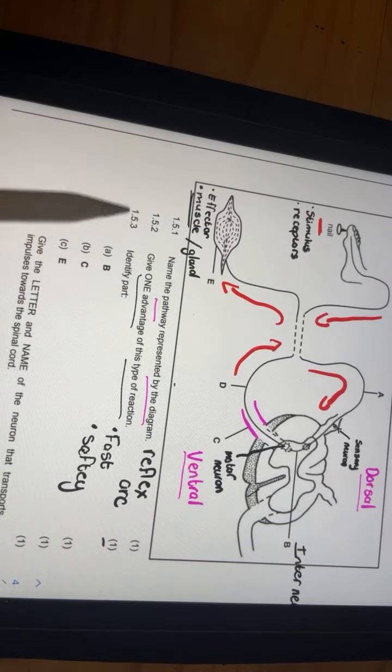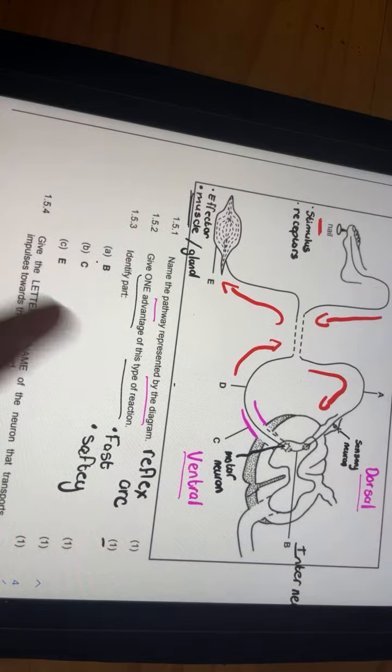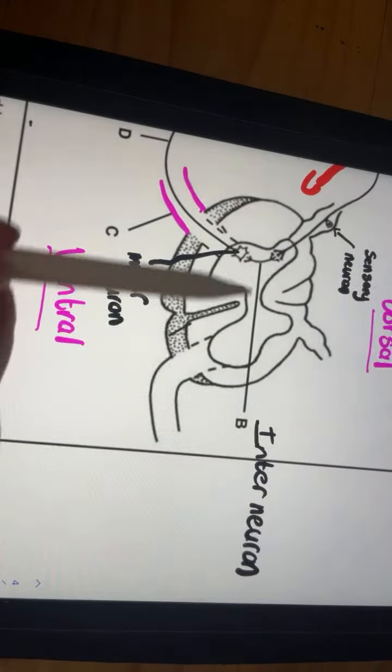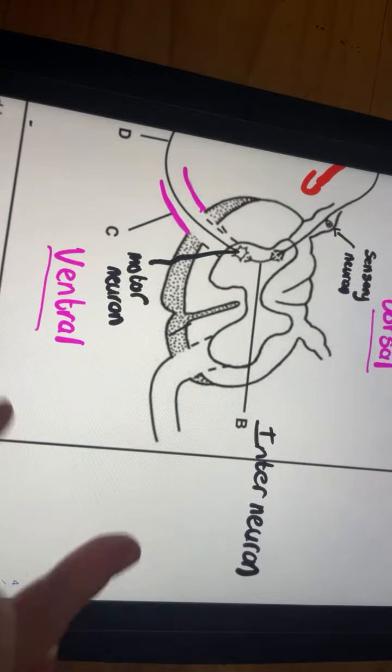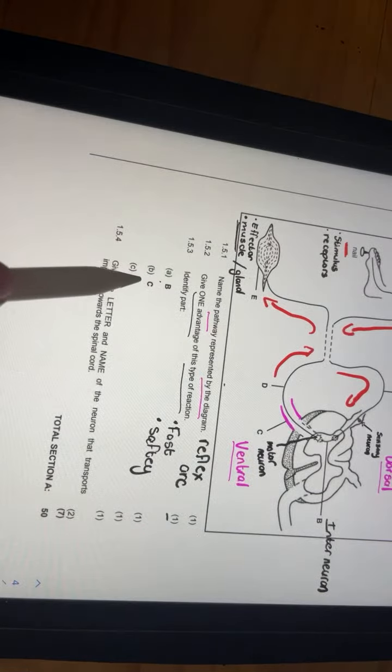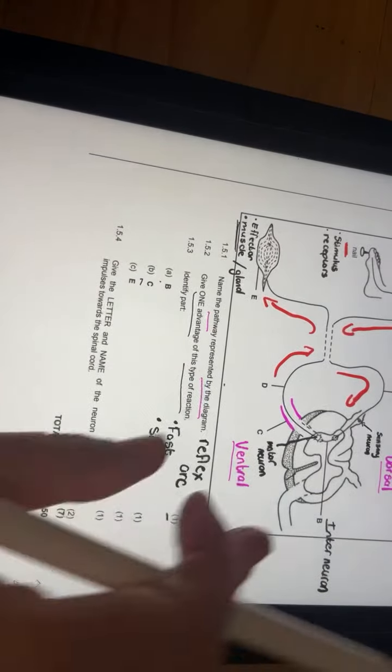For question 153, it says identify parts B, C, and E. So let's just make sure I labeled everything correctly. If we go back to our diagram, B is the interneuron. So yes, we know what that is. Then it says label C. Where's label C? Oh, over here.